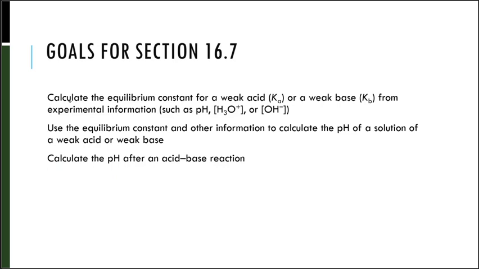In this next section, we are going to be able to calculate the equilibrium constant for a weak acid or a weak base from experimental information, like having the pH, the hydronium or the hydroxide ion concentration. We can use the equilibrium constant and other information to calculate the pH of a solution of a weak acid or weak base. And we'll be able to calculate the pH after an acid-base reaction.